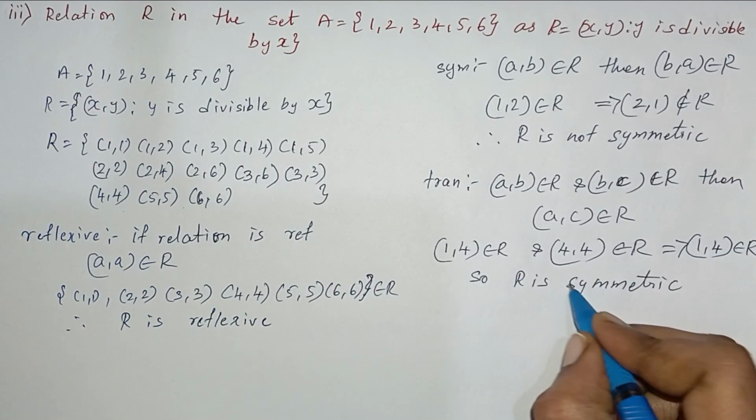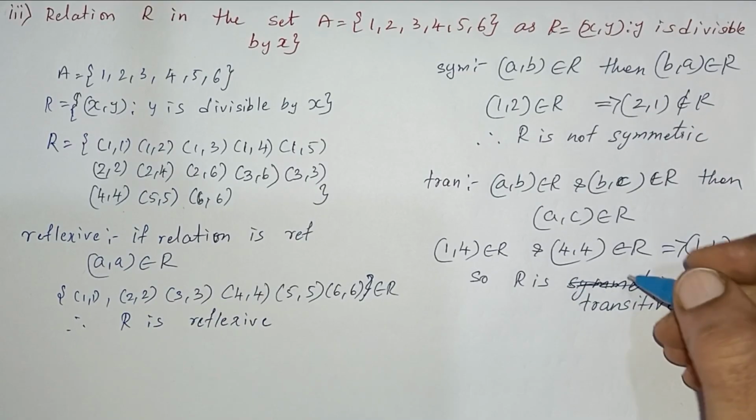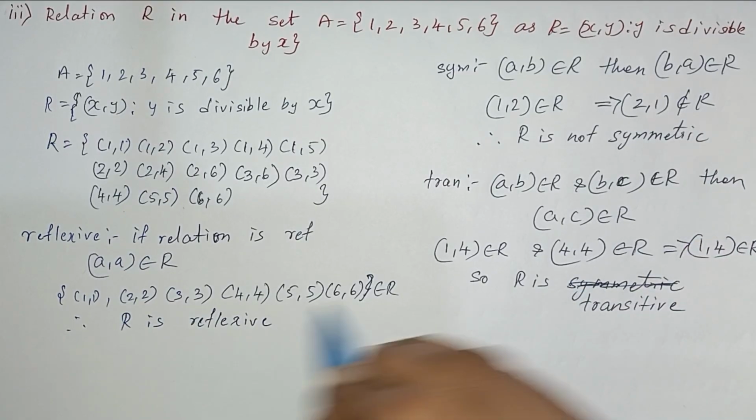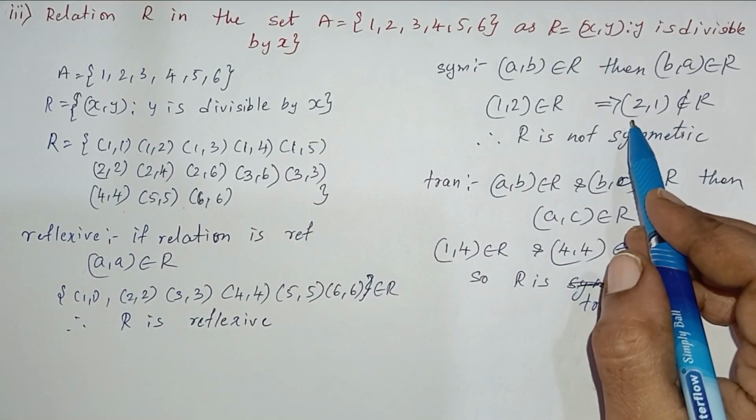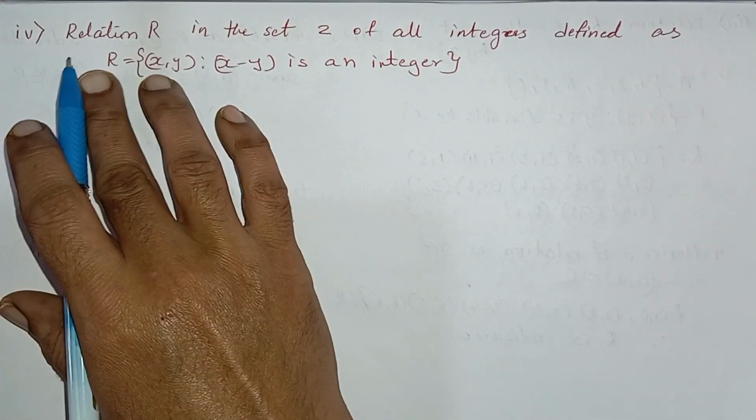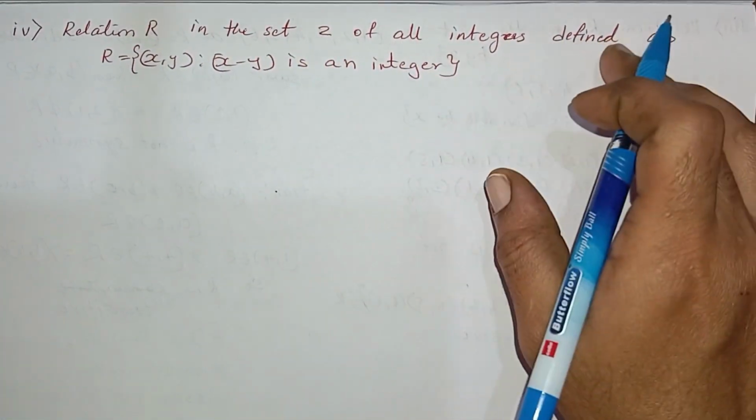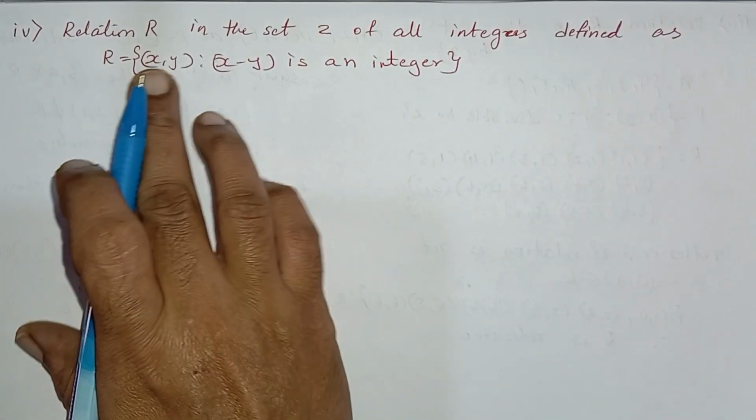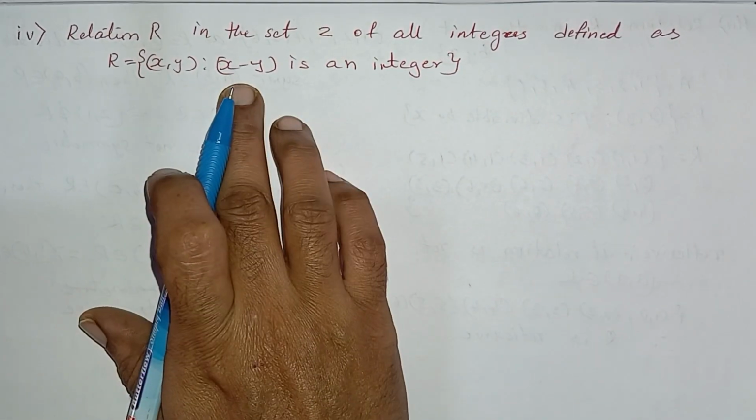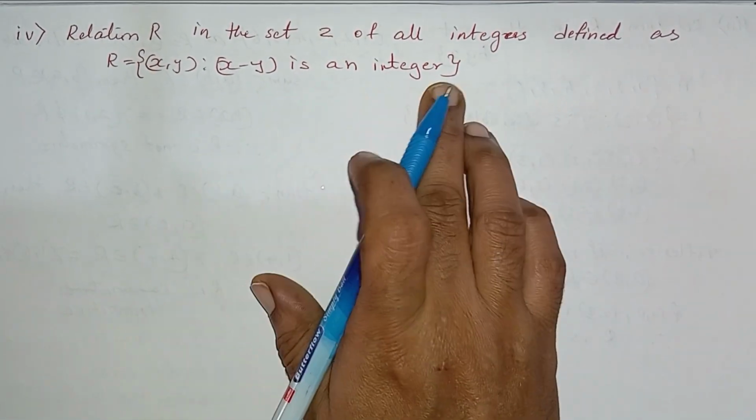So R is transitive. So we have proved that it is reflexive, transitive, but not symmetric. The fourth one is the relation R in the set Z of all integers defined as R is equal to (x, y), where x minus y is an integer.